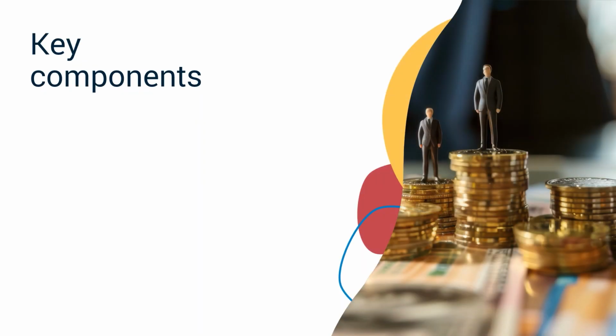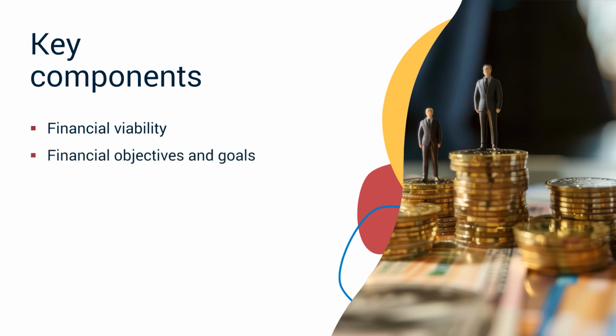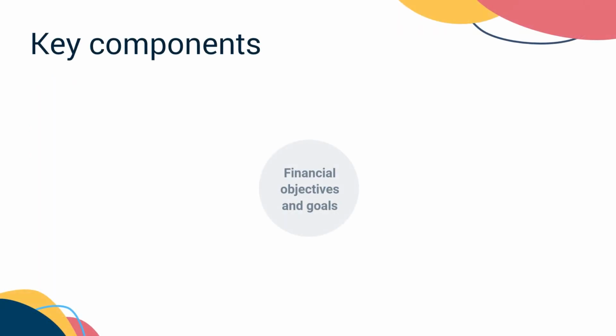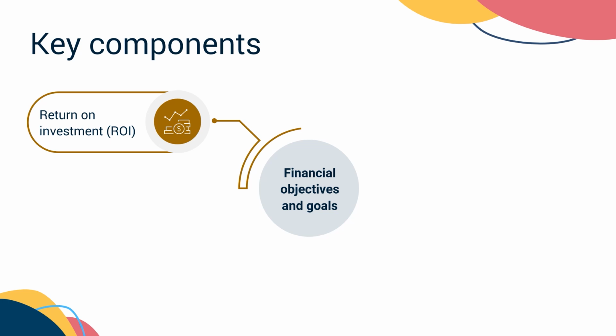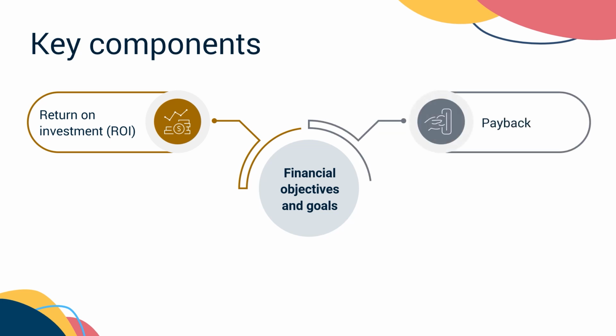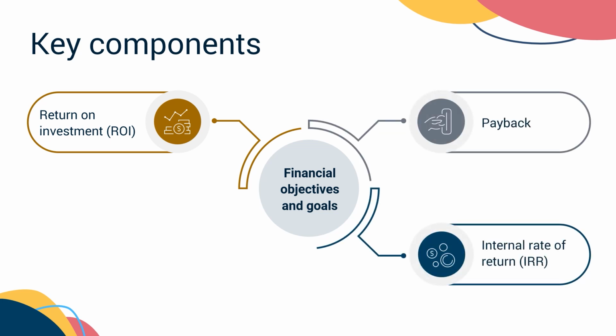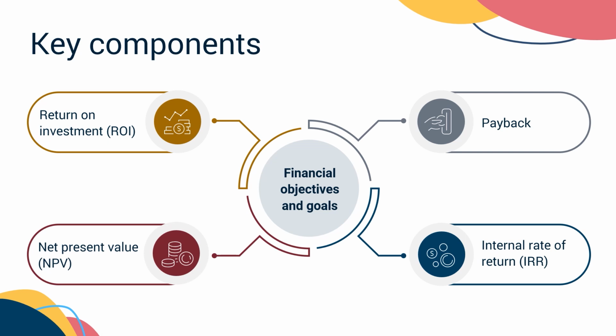Every journey needs a destination. For your program, that destination is financial viability. To achieve this, first define the financial objectives and goals that will guide your decisions. It's similar to setting the destination on your GPS with the end goal, or where you want the program to end up financially. These objectives can include metrics like return on investment, or ROI, payback, internal rate of return, or IRR, and net present value, or NPV. These metrics serve as benchmarks to track progress and measure success.